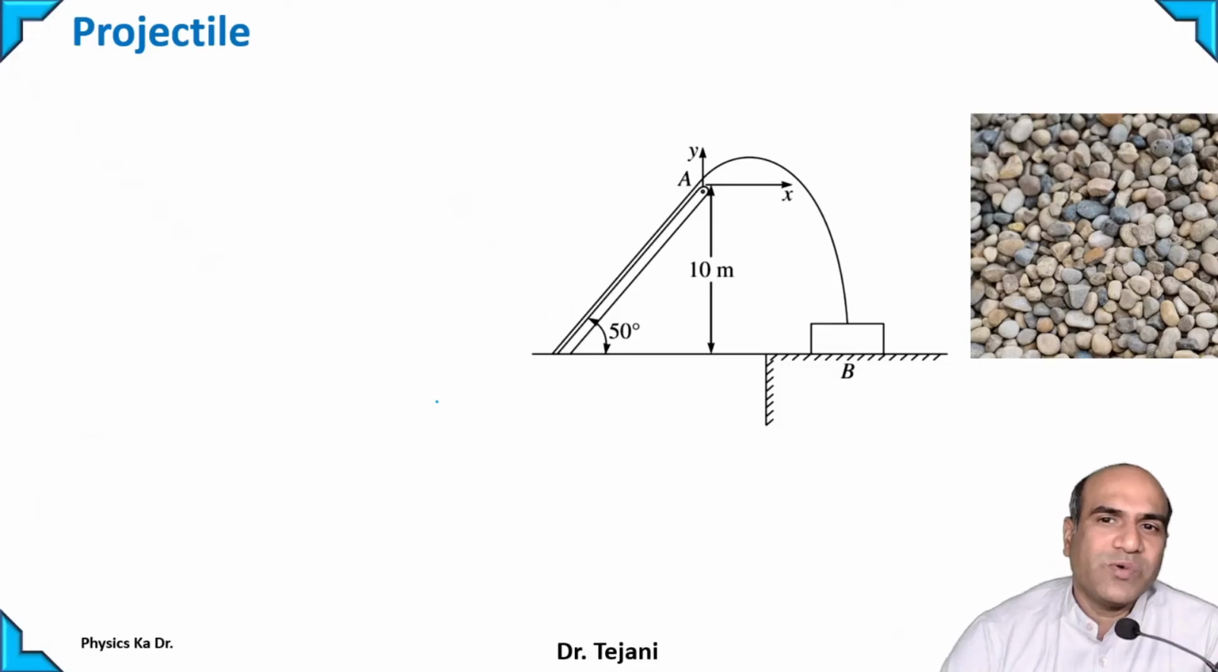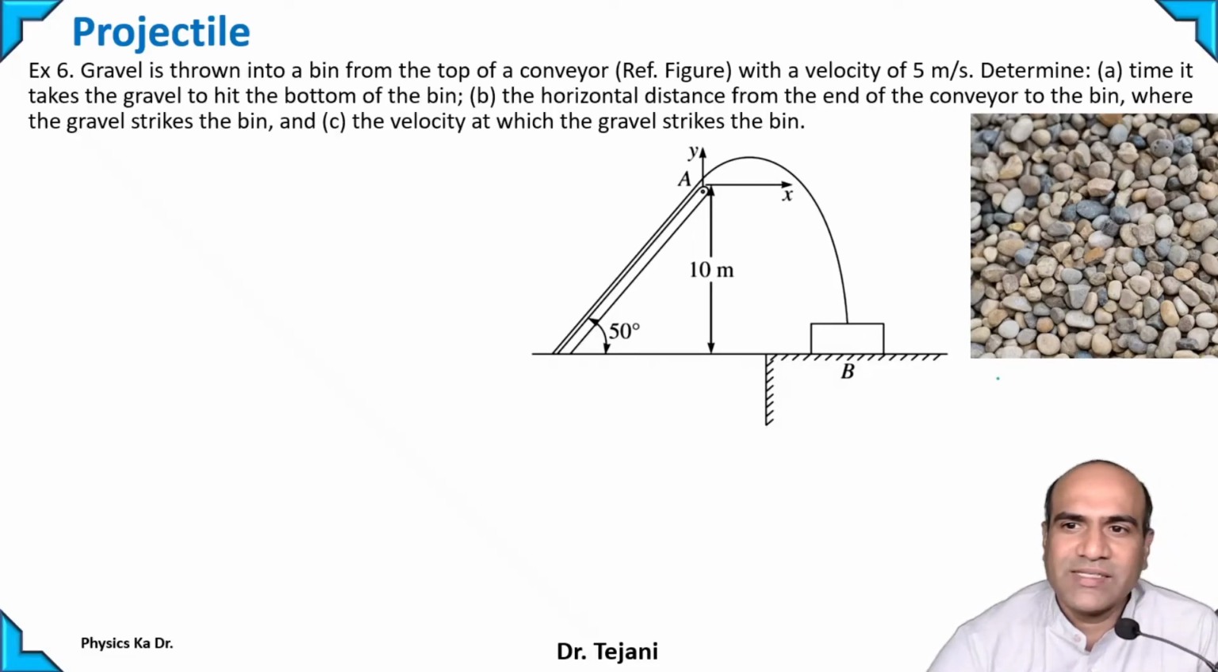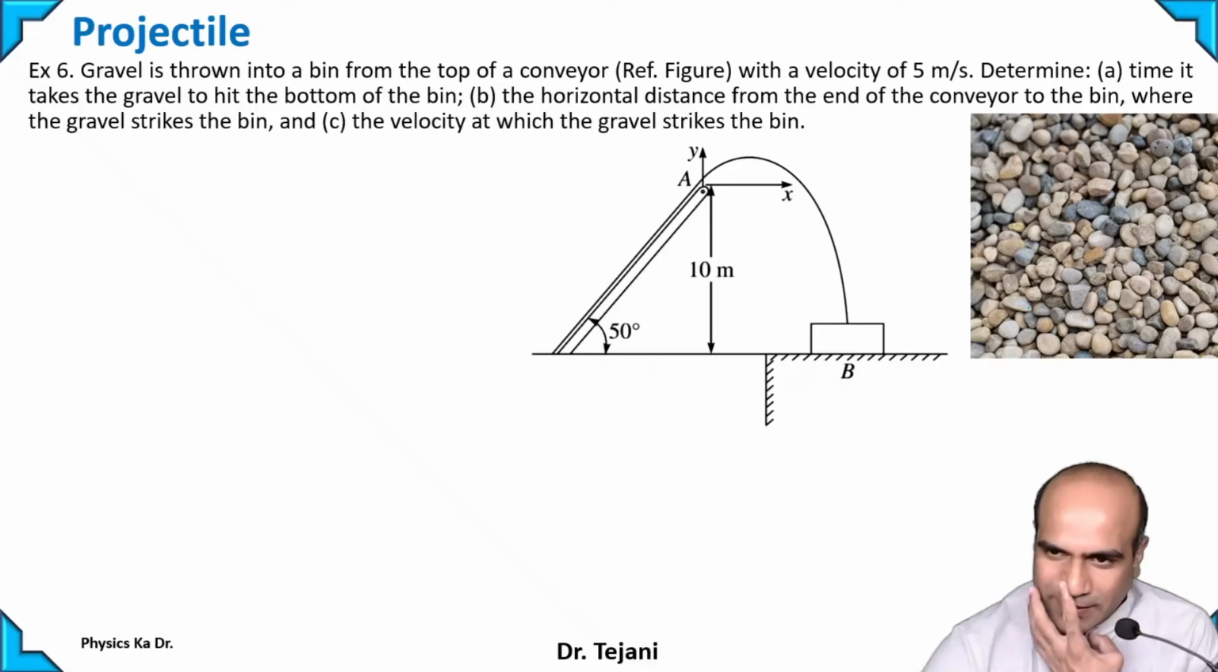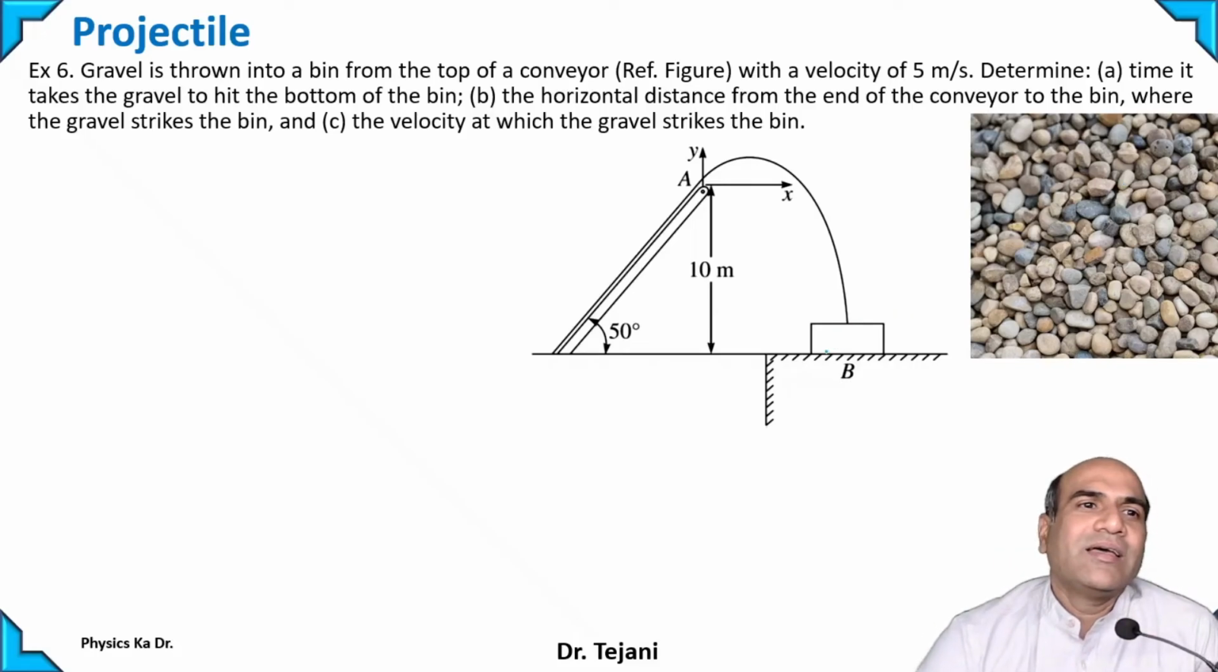We have one more question. See here, gravel is given. So for that, some students may not know what gravel is, so I just bring this image. You know that very well. So this is gravel in quantity. Gravel is thrown into a bin from the top of the conveyor.